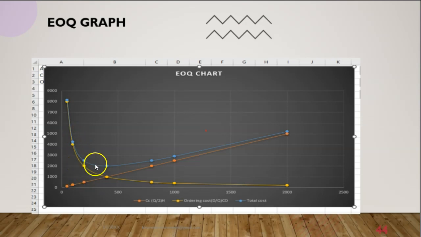Then if you look at the total cost, look at the point where the total cost is at minimum. If you draw a line from this 2,000 down, you will meet the point where the total cost is at minimum. If you draw a line down, you will get to the point where the total number of units will be 400. So that is the Microsoft Excel explanation of the economic order quantity.